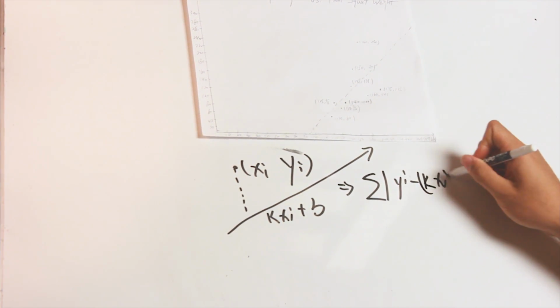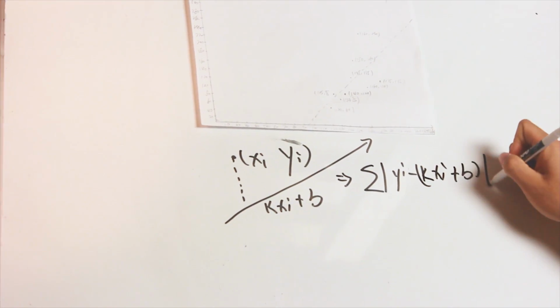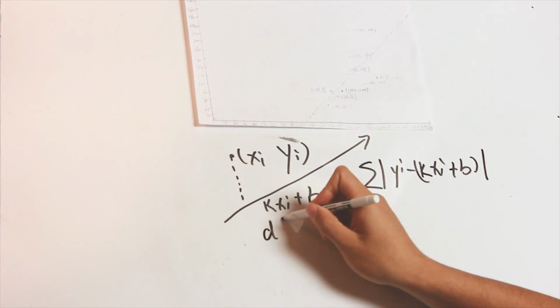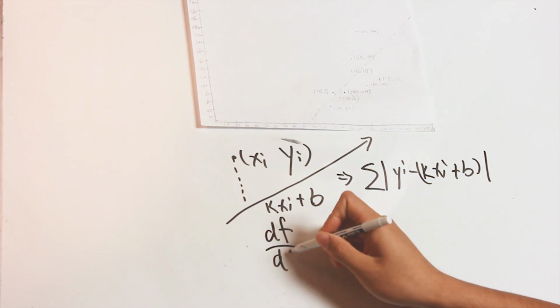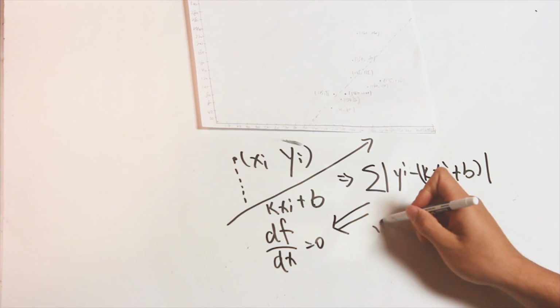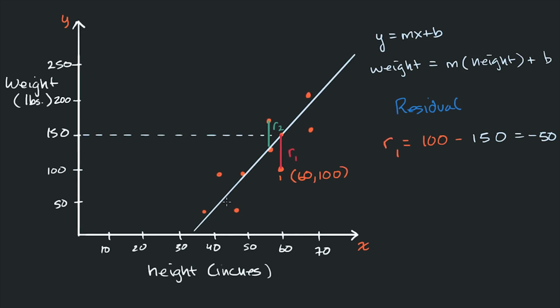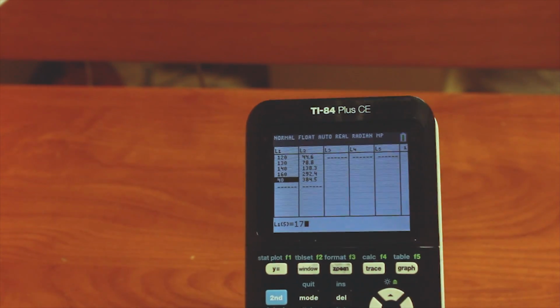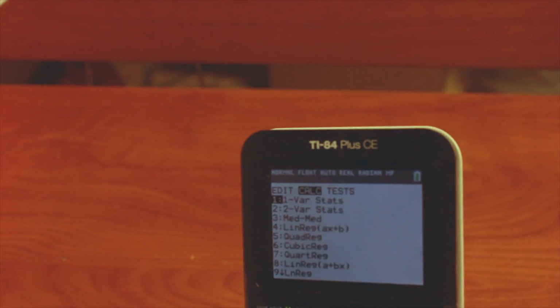yi is the y value of the original point. kxi plus b is the point on the line with the same x value. In order to find k and b, we only need to let the derivative of this formula equal 0. After doing some research and practice, I get to know this method is called the least squares regression line. I can simply type in all the data into the calculator and it will give me the answer.